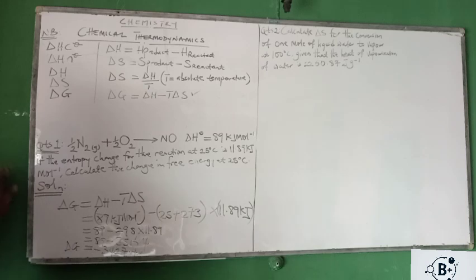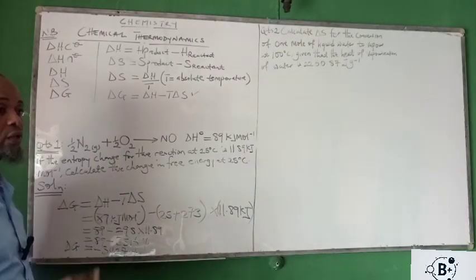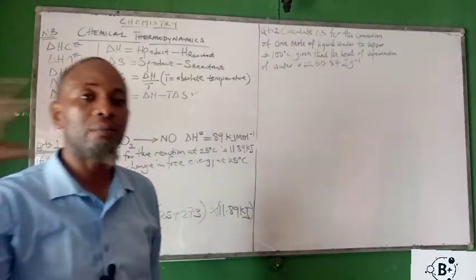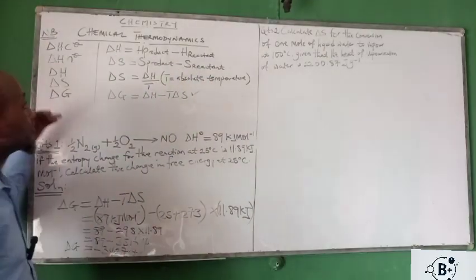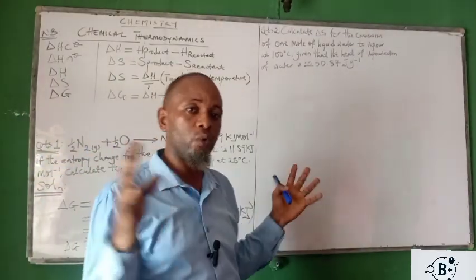Once the change in G is negative, it means there is a spontaneous reaction. But if the change in G is positive, it means there is no spontaneous reaction. The reaction has to be powered by an external energy. But if the change in G is zero, then it means that the system is at equilibrium.